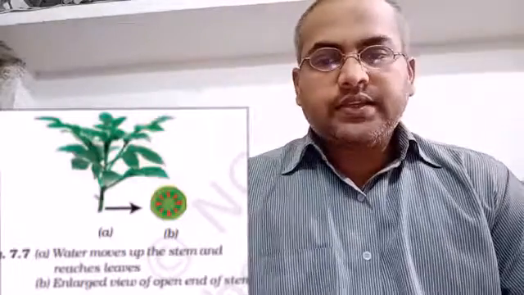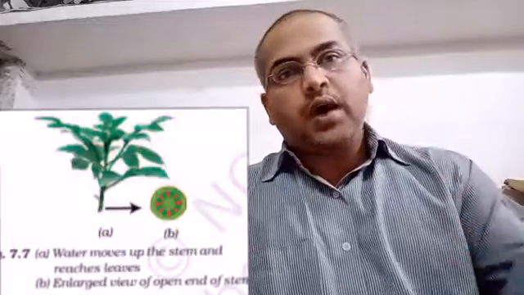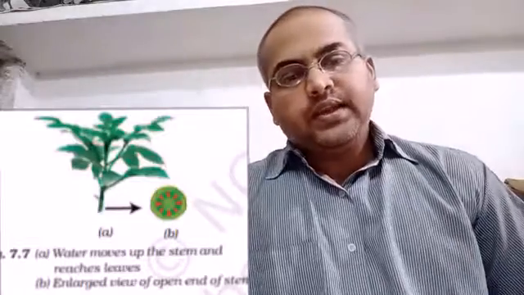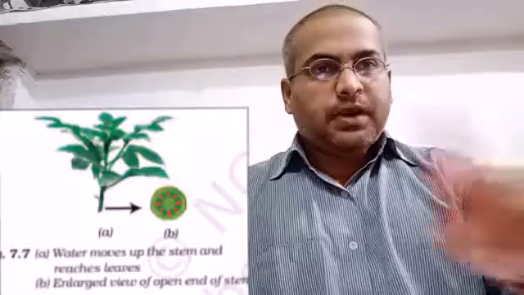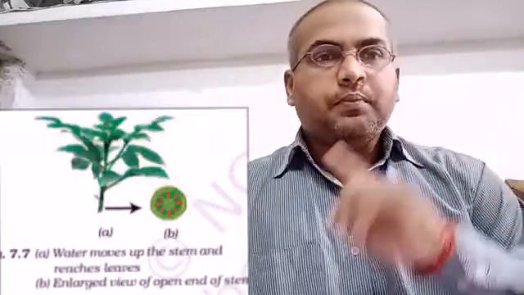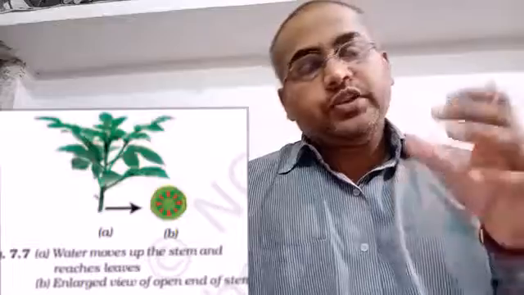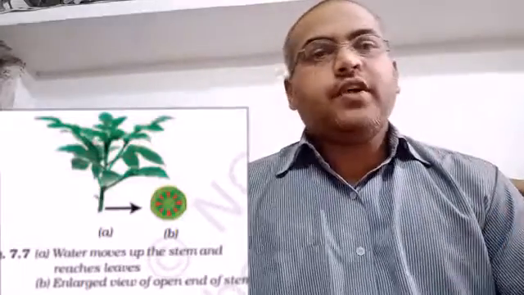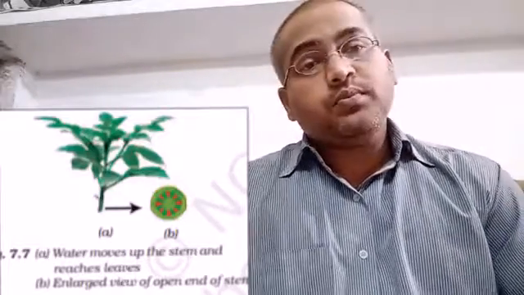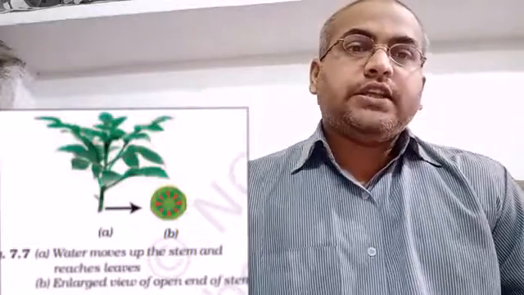The next thing is the stem holds the plant upright and it protects the whole tree by a bark. There is a bark around the stem which protects the internal things. So this is the function of stem, and there is one more important function.